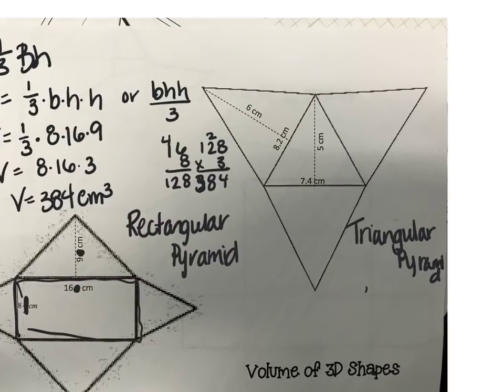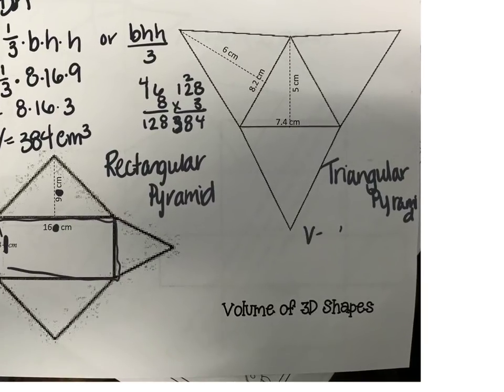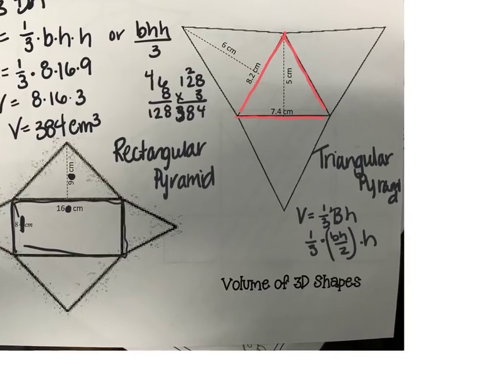Okay, so moving over here, triangular pyramid. We're still going to follow the rule of volume equals 1/3 big B H. But our base is now a triangle, okay? So that's going to change some things. It's going to be 1/3 times 1/2 base height, or base times height divided by 2, whatever makes you happy there. And then times the height of the pyramid. So 1/3.